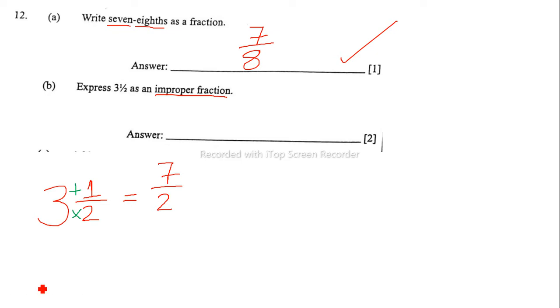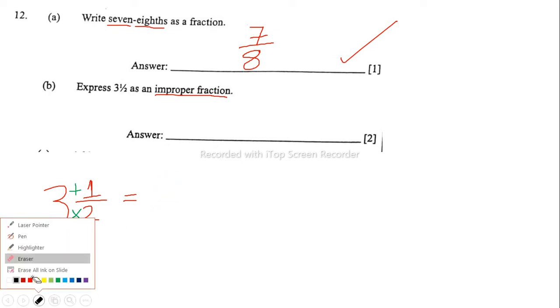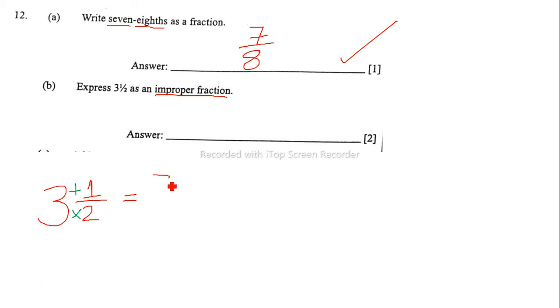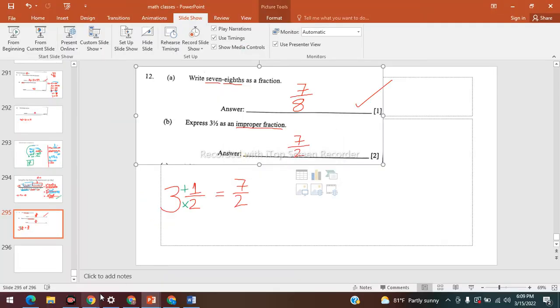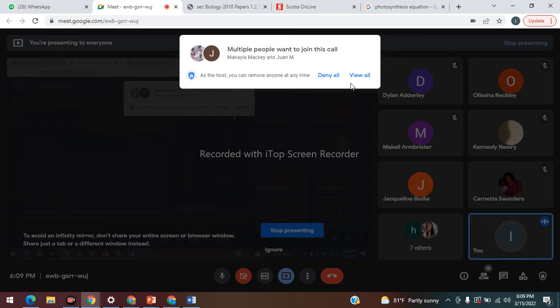My apologies, I wrote it too high, so let me bring that down. So 7 over 2. And this is an improper fraction. Why is it an improper fraction? Because the numerator, the number on top, is bigger than the number on the bottom. So we call it an improper fraction. So write that down, take a picture of it, and send it to me, please.